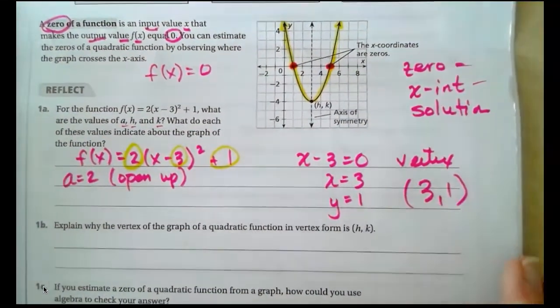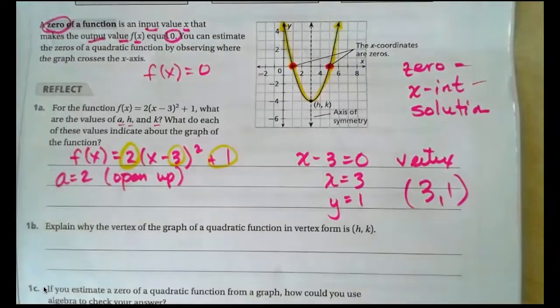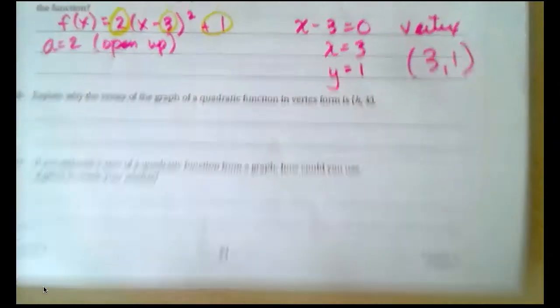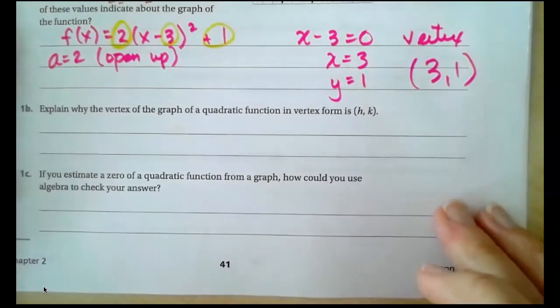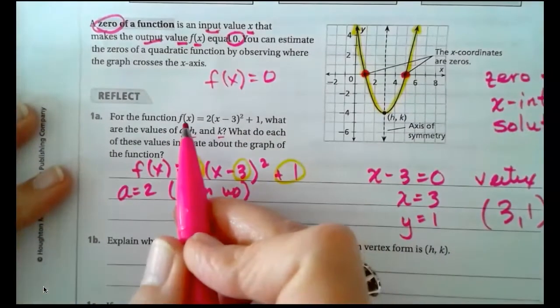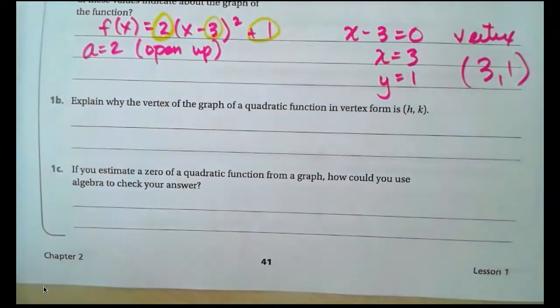Next, explain why the vertex of the graph... okay, I just did that. See explanation right there. If you estimate a zero of a quadratic function from a graph, how could you use algebra to check your answer? Well, let's go backwards here.